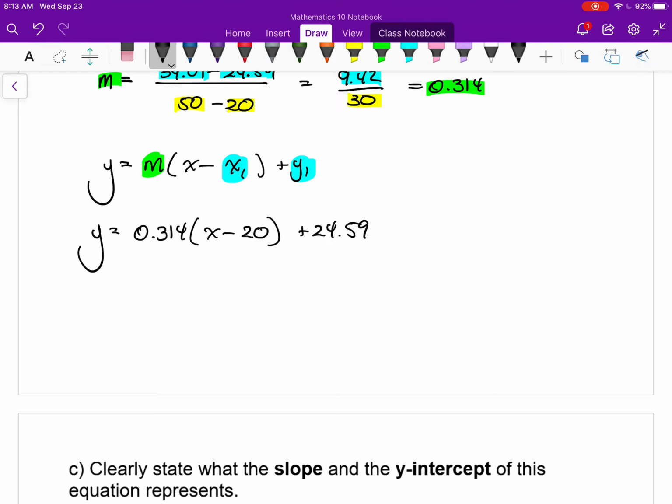Like I've said before, if you were to do this and pick the other point I gave you after 50 years from 1960, in the end you should get the same answer. Oh, and if you don't get the same answer, someone made a mistake.